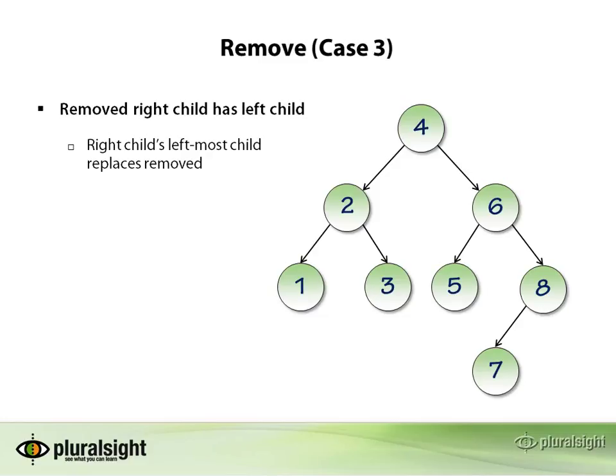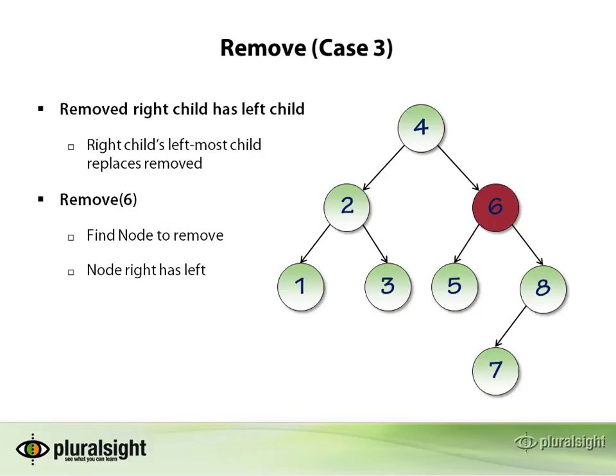So on this tree, that would be the node 6 again. The 6 node has a right child 8 that has a left child 7. And what we're going to do is the right child's leftmost child node will replace the removed node. So let's look at that. We're going to remove 6. First we find the node to remove. It's greater than 4, so we go to the right and we found 6.